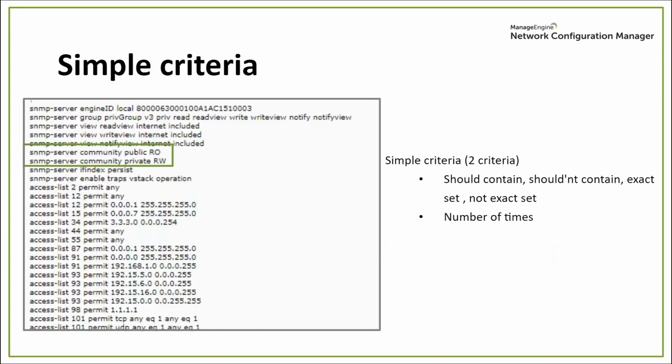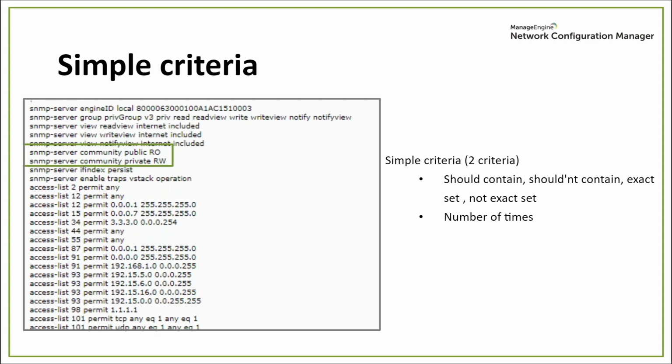Simple criteria is used when you only have a condition to define whether a particular rule should contain or shouldn't contain a particular string. You can also define if it should be an exact set or if it should not be an exact set. You can also specify the number of times a particular string can be present in a configuration file. So here we have an example where you can decide if you want the string public with the RO community to be present or not.